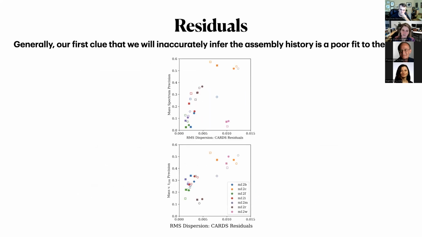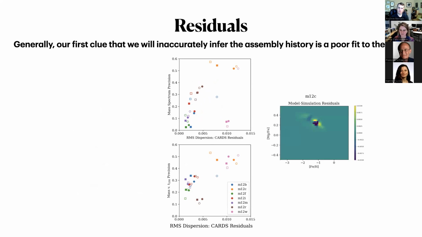And the good news is that the first clue that we will inaccurately infer the accretion history is the fact that we get a poor fit to the data with our model. So for M12C, we have very high model residuals. Here, the residuals that I'm showing you on the color bar are the residuals that are plotted on the x-axis in both of these panels. And then in the top panel, the residuals on the y-axis reflect how accurately we inferred the mass spectrum.